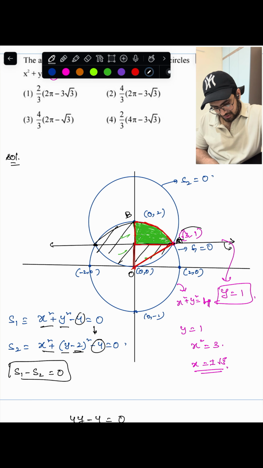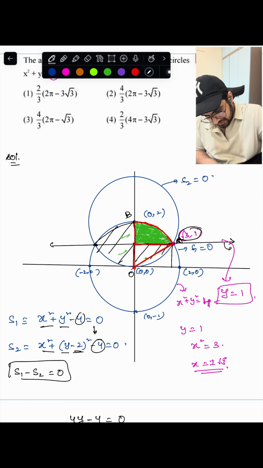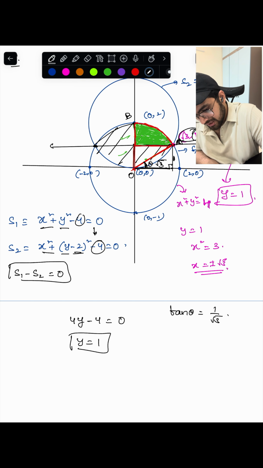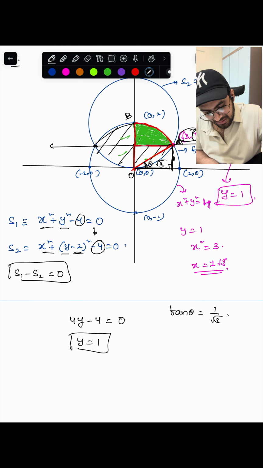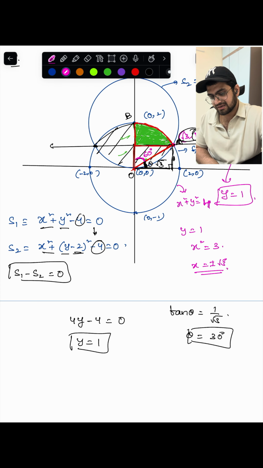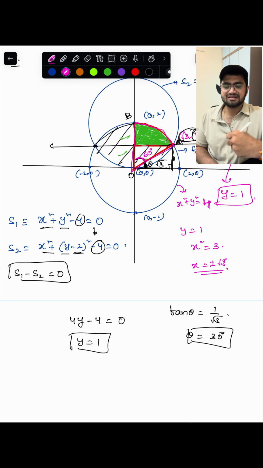This point is already known. Can I find the angle here? This is 1, because this is the y coordinate, and this is root 3. Now let us say this is theta. I can find tan theta from this triangle. Tan theta equals to 1 by root 3, the opposite side by the adjacent side. So theta is 30 degrees clearly. If this is 30, this has to be 60 degrees. So now the sector is subtending 60 degrees.